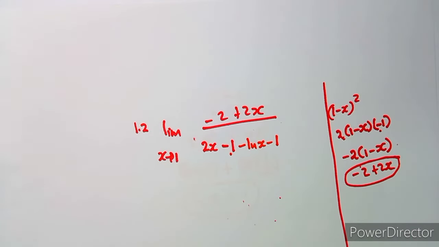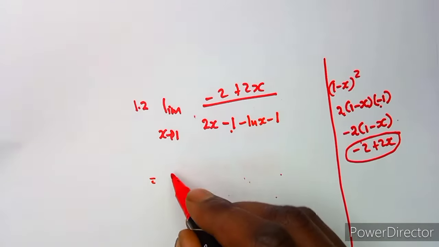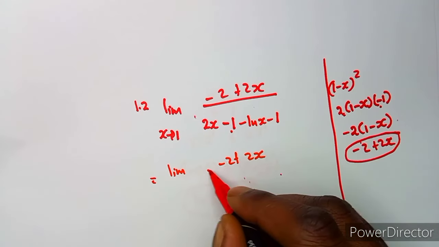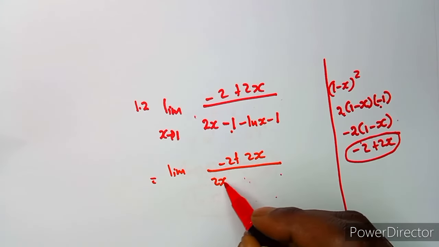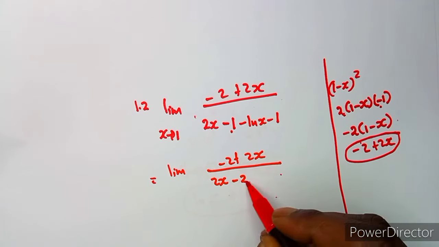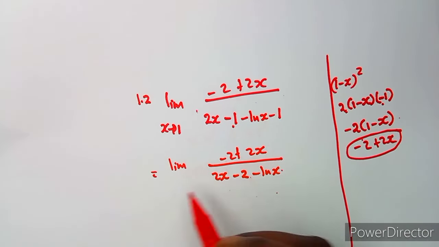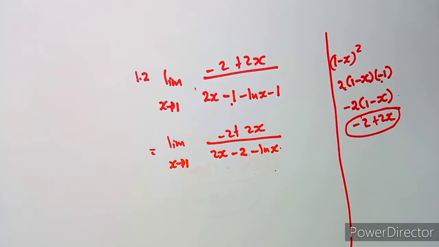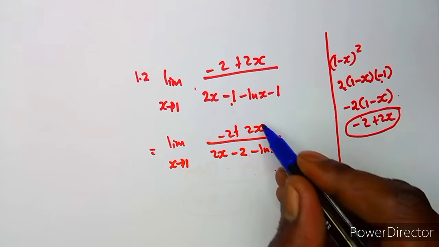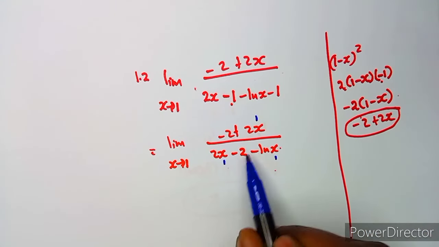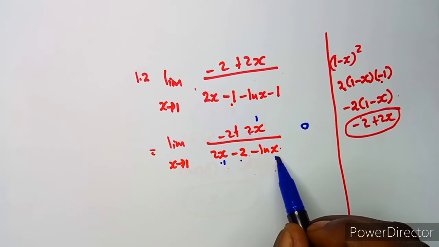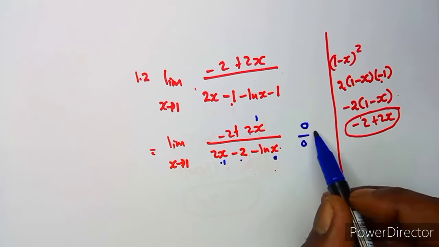Let's just simplify, maybe, because I might confuse someone. So let me simplify further. Minus 2 plus 2x over 2x minus 2 minus ln x, like this, as x is approaching 1. So let's test if x is equal to 1. This is going to give us a 1 here, a 1 here. So this is minus 2 plus 2, which is 0, and 2 minus 2, which is 0. And ln 1 is 0, so it's going to give us again 0 over 0.